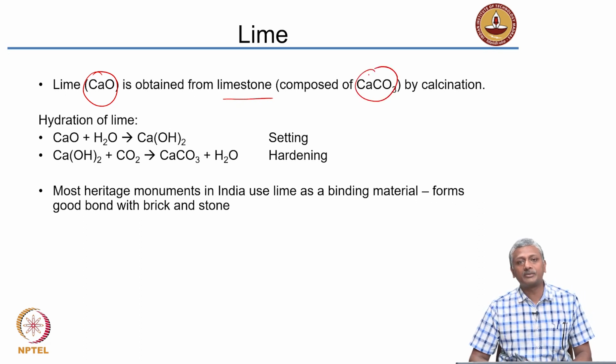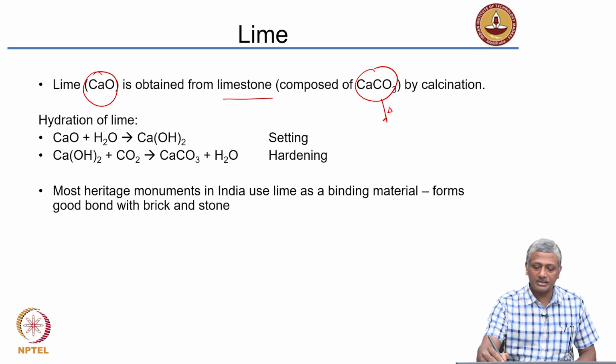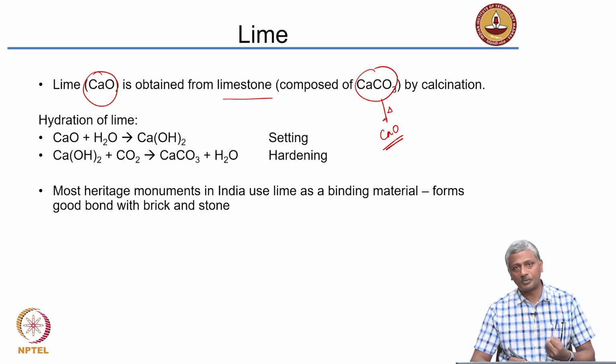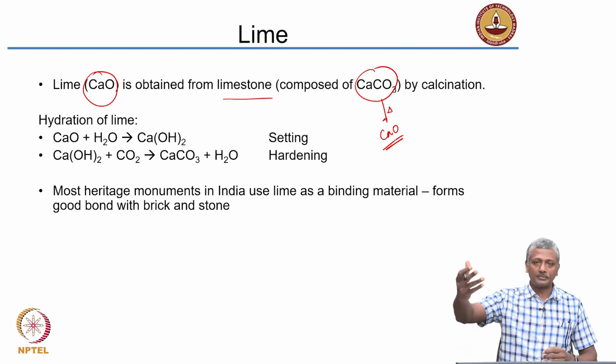So, when you burn calcium carbonate, you remove CO2, right? When you burn it or heat it, you get calcium oxide. CO2 is getting removed in this process and you get calcium oxide. Now, please remember, whenever you burn limestone, you emit carbon dioxide into the atmosphere. So, production of lime from limestone is actually a polluting process from that perspective, that it gives out CO2.